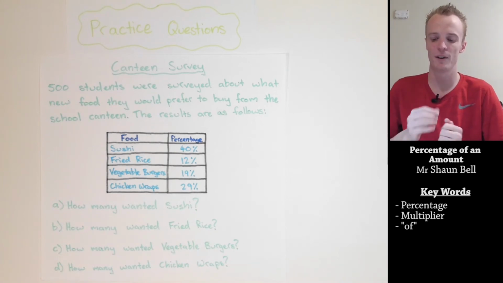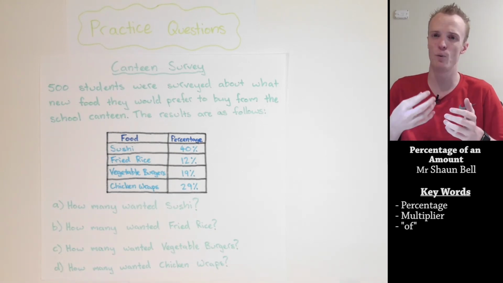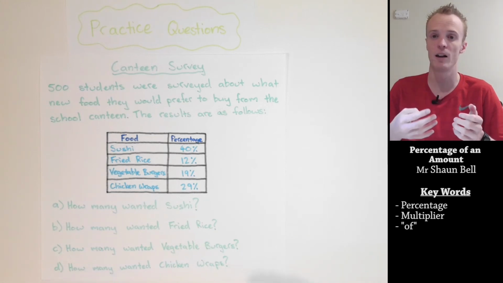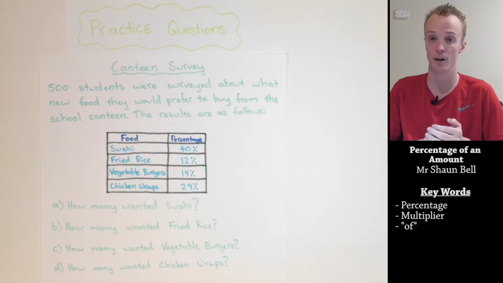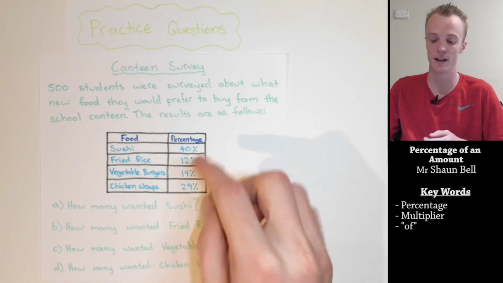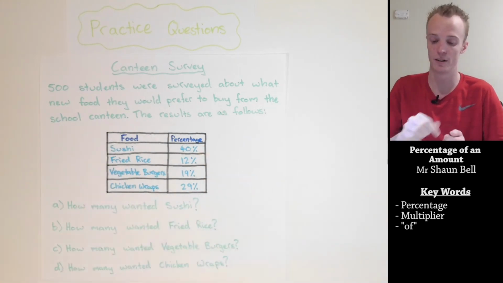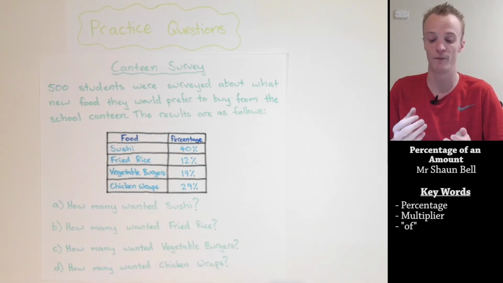Let's pretend that we surveyed 500 students about 4 different types of foods that they might like to buy in the canteen, and the results were indicated in the table below, where we said 40% of students responded that they wanted sushi, 12% wanted fried rice, 19% wanted vegetable burgers, and 29% wanted chicken wraps. I'd like to know how many students wanted each type of food.